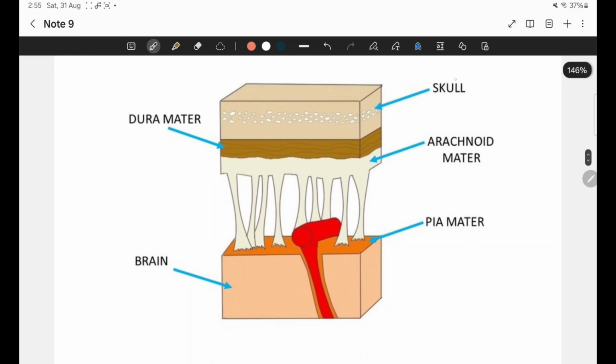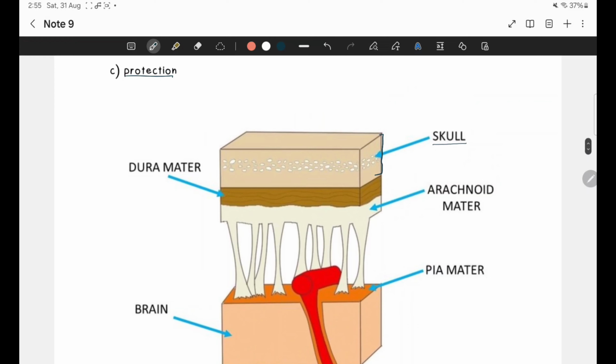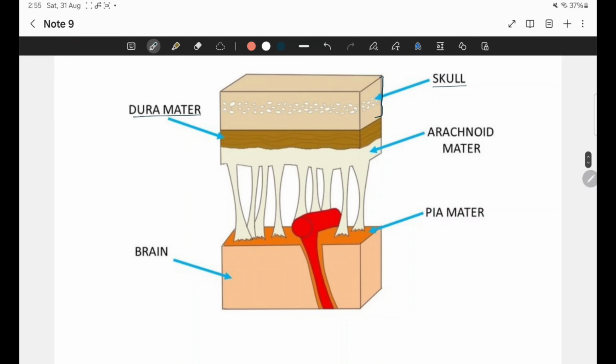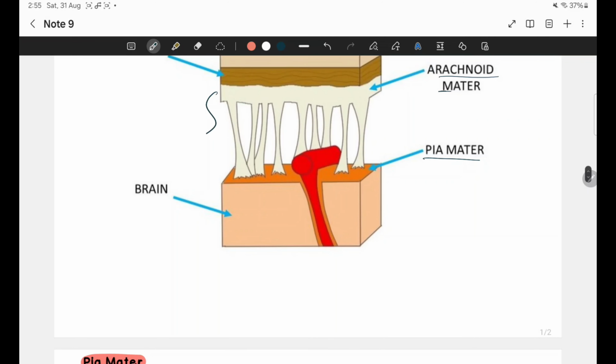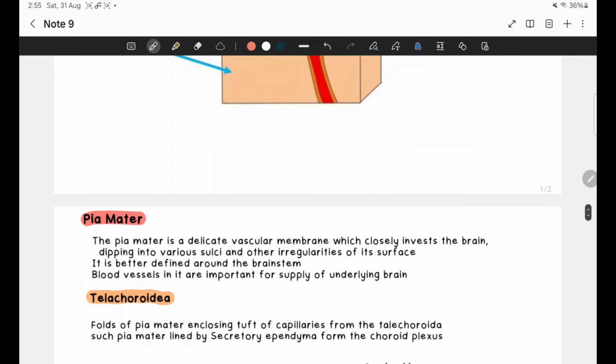Then in this diagram we can see the skull, which is the bony part of the protection. Then we can see the dura mater, then arachnoid mater, then pia mater. All this space we call the subarachnoid space, where we find CSF.